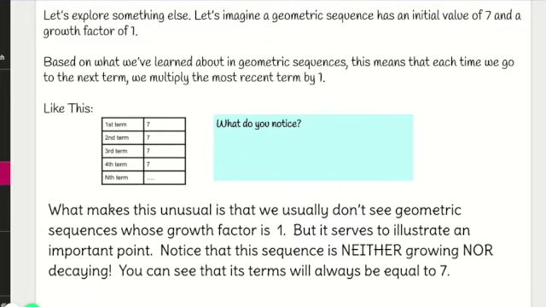Let's explore something else. Let's imagine the geometric sequence has an initial value of 7 and a growth factor of 1. Based on what we've learned about a geometric sequence, this means that each time we go to the next term, we multiply the most recent term by 1. So we have the first term is 7. 7 times 1 is 7, which gives us the second term. Second term times 1 also gives me 7, and so on. So what do you notice? We notice that each term is 7.